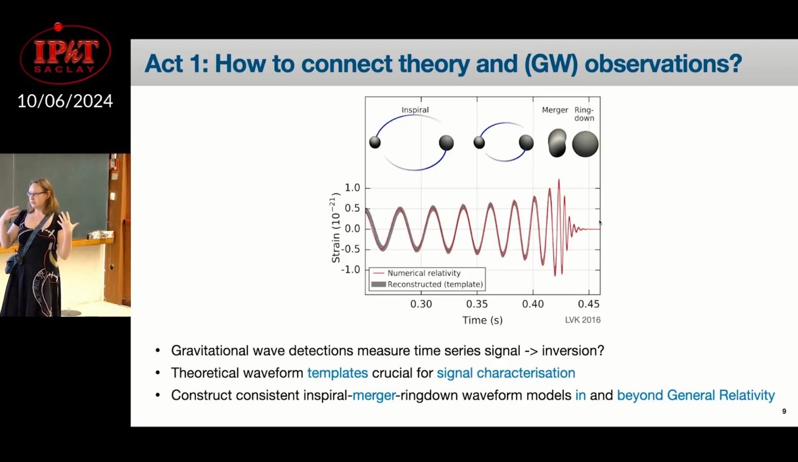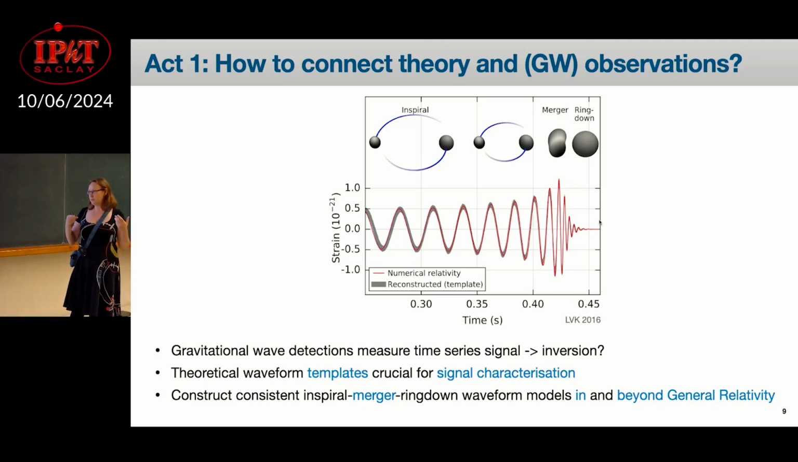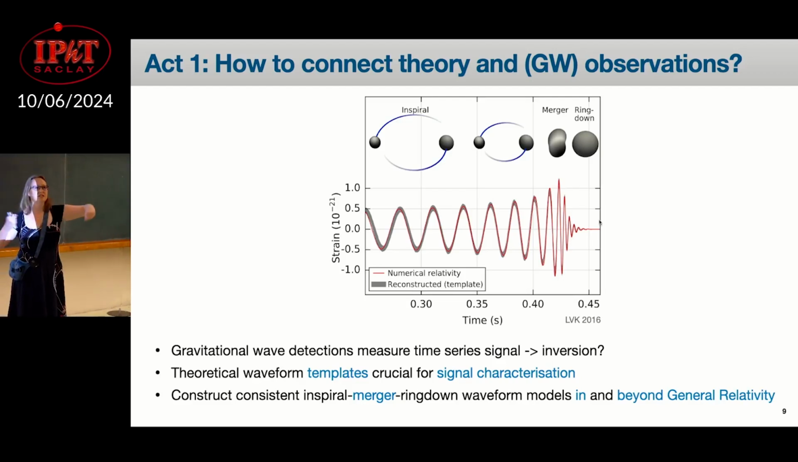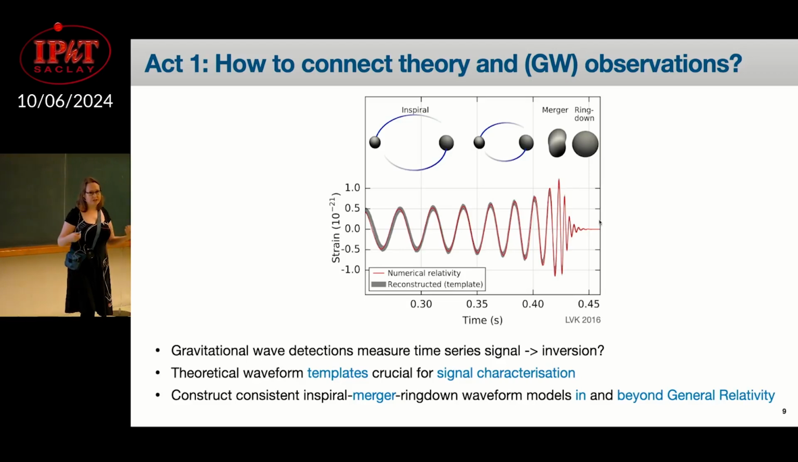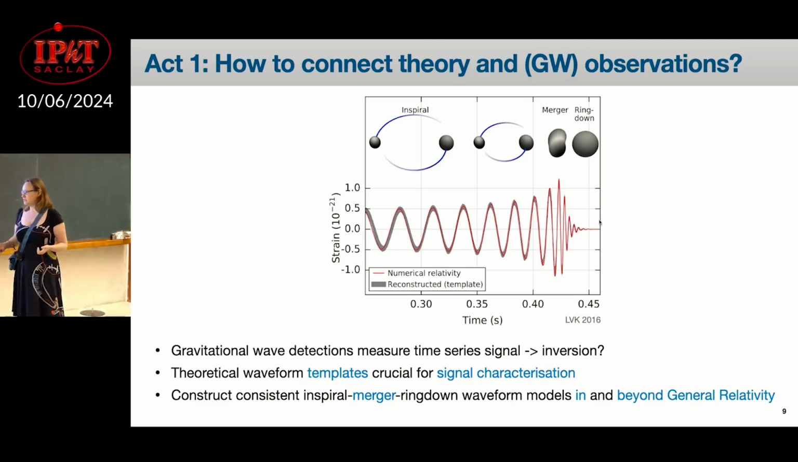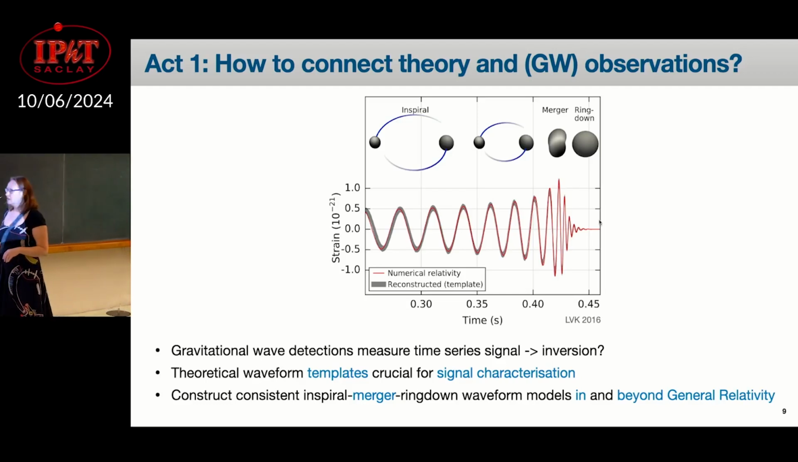Now, in order to do that, we need to construct these templates, this database, in general relativity, including the in-spiral, the merger, and the ring down. Now, if we want to probe physics beyond the standard model, we need to include that as well. Right? This is why I say in and beyond general relativity. Yeah, so this is really crucial to do.